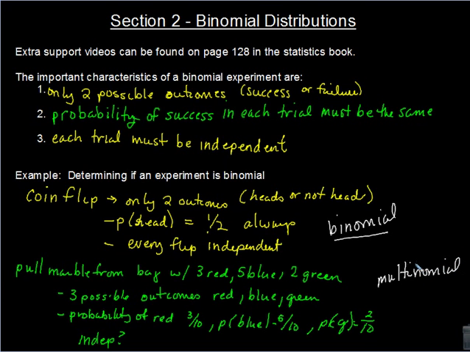You go through one at a time and say, how many outcomes are there? Okay, 2. Good. So far I'm okay. Then you go to, what is the probability of each outcome each time? Okay, that's the same every time, or it's not the same. As soon as you hit one where it's not, you know you don't have a binomial, and you don't have to keep going at that point. Does that make sense? Okay.